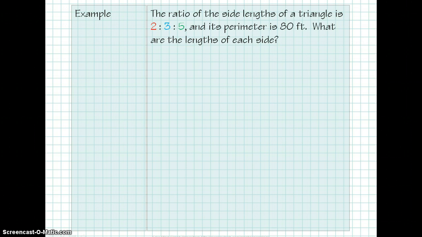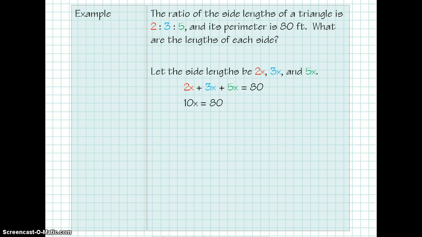Its perimeter is 80 feet. What are the lengths of each side? Well, I'm going to let x be whatever that common factor is. So my lengths are going to be 2x, 3x, and 5x. The perimeter is all the sides added together, so 2x plus 3x plus 5x has to equal 80 feet. Combining like terms, I get 10x equals 80, which means x is going to be 8.